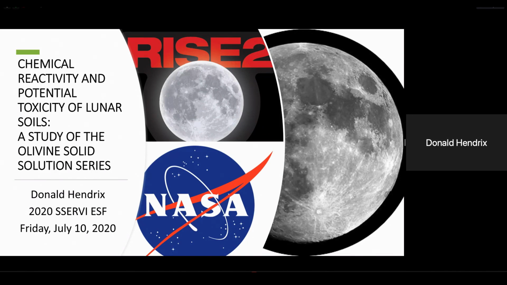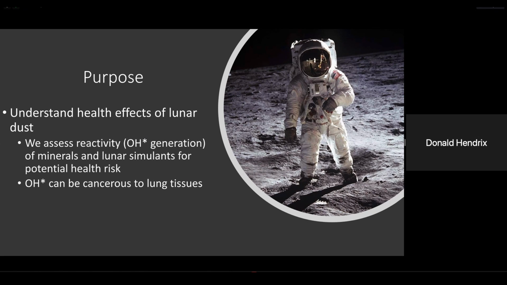So the purpose of my work is to understand the health effects of lunar dust. And the way I do that is I look at the reactivity, or how much OH radicals are generated by terrestrial minerals and lunar simulants. The reason I specifically look at OH radical is because OH radical is theorized to be cancerous to lung tissues.